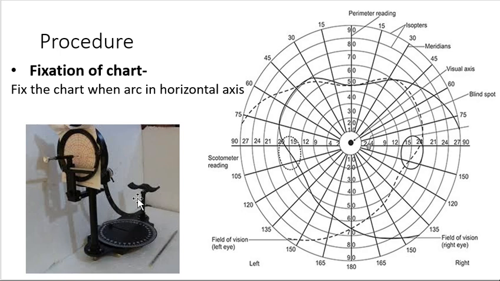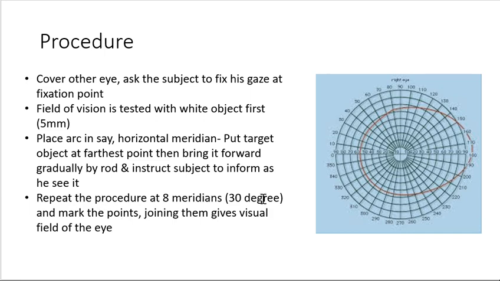Fine. So in every plane, from the farthest point, we have to bring the target closer, and we have to ask the subject where he sees it. That is the point of field of vision. After completing all those points, we repeat the procedure at 8 meridians, every 30 degrees, and mark the points. Joining them gives the visual field of the eye.